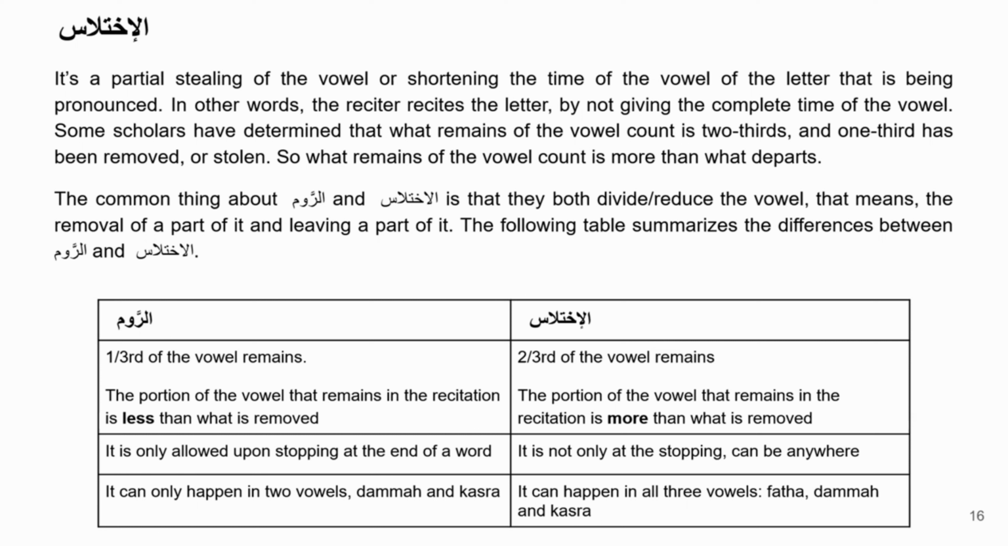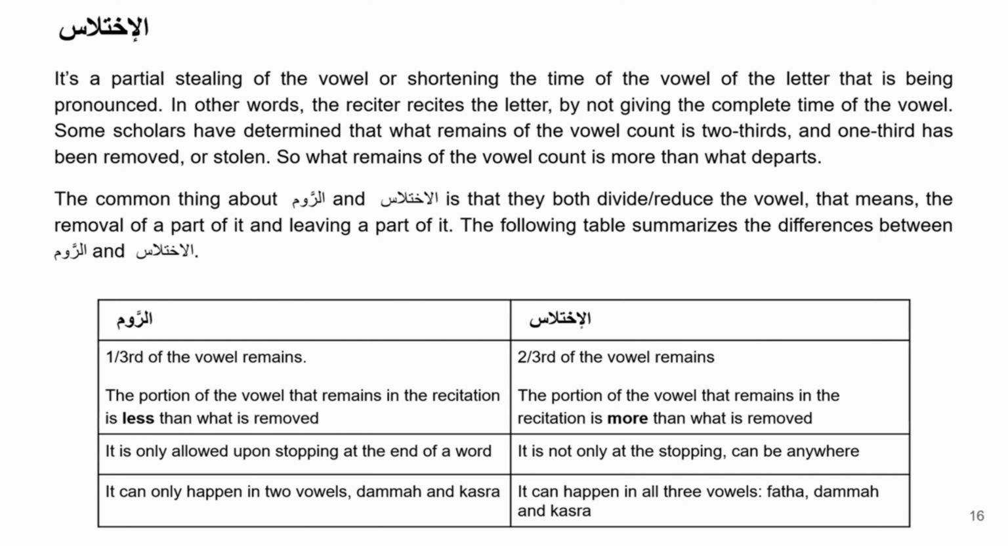And according to the scholars, what remains of the length of the vowel, or the vowel count, is more than what departs. Some scholars have determined that the remains of the vowel count in Ikhtilaas is 2/3, and only 1/3 is dropped or removed from the recitation. So the common thing about Rawm and Ikhtilaas is they both divide or reduce the time of the vowel. That means the removal of a part of the vowel and leaving a part of it in the recitation. But Rawm and Ikhtilaas have some differences that we will see inshallah now in this table.